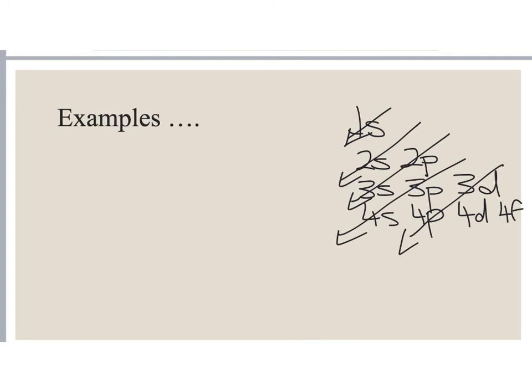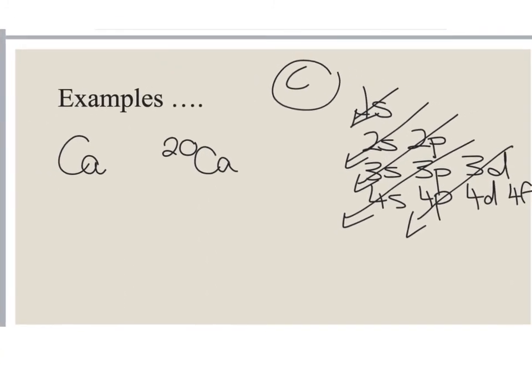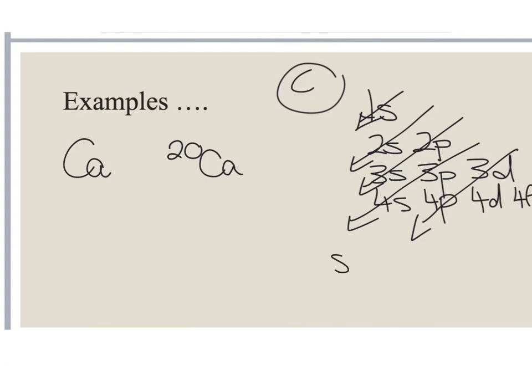Okay, so let's do an example. Let's do calcium. Calcium is 20, Ca. Now remember, you need to copy this, by the way. Remember our s orbitals contain 2 electrons, p contains 6, d contains 10, f contains 14, but you'll never really need to go to f.